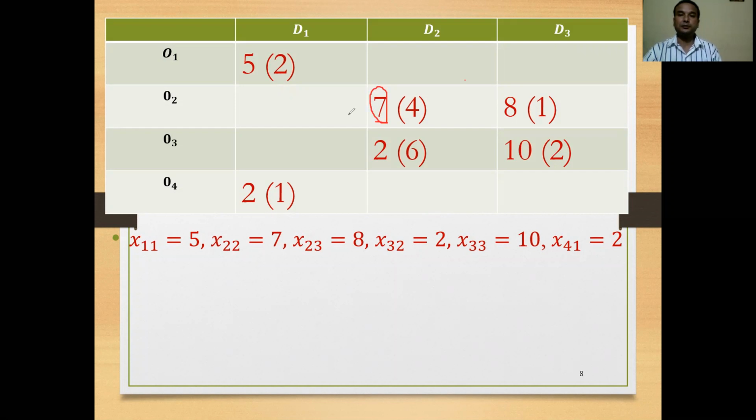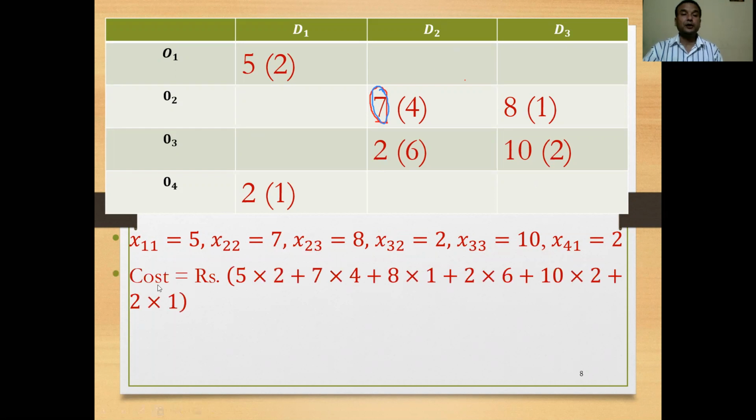This one is x2, x2 d3, x2 d3. Then this one x2 d2, x2 d3. It means we write x22 is 7, x23 is 8, then x32 is 2, x33 is 10, and x41 is 2. So these are the values, and we get what?